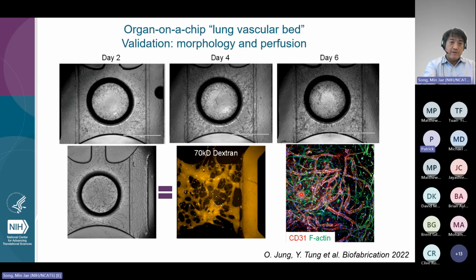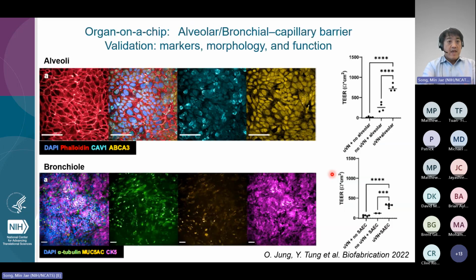And then we confirm this morphology of the vasculature with the biomarker of the endothelial cell, which is CD31. And we also confirm the biomarkers of the alveolar type 1 and type 2 cell markers, such as caveolin 1 and the ABCA3 markers as well.